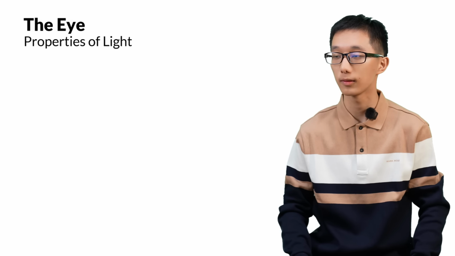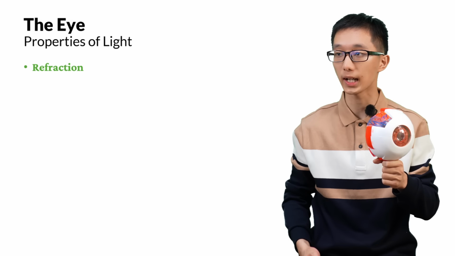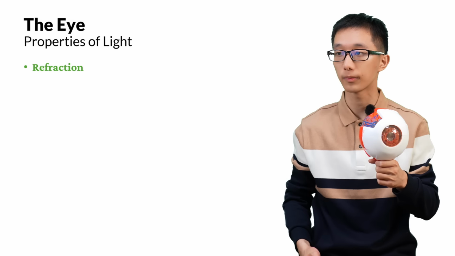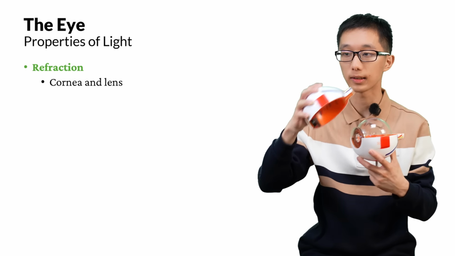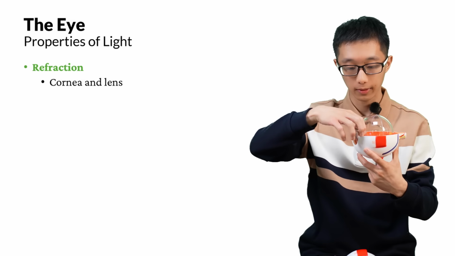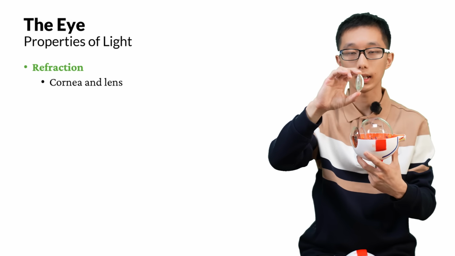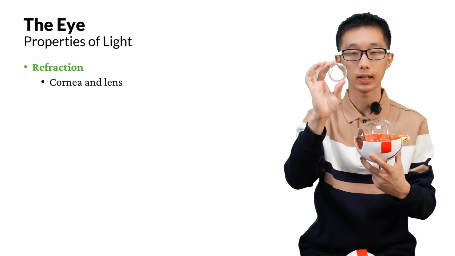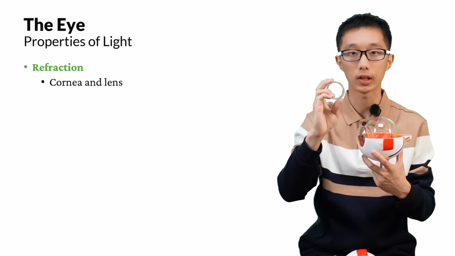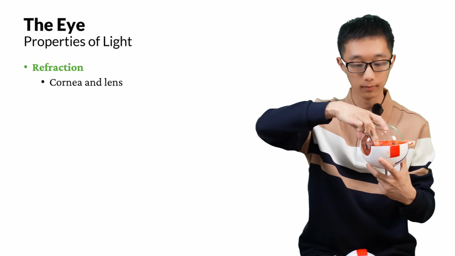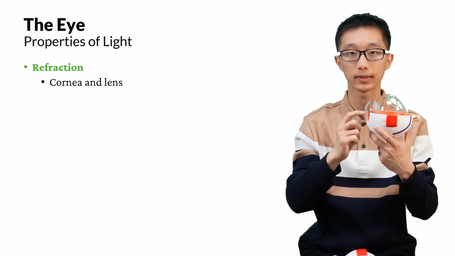Okay, the eye. This is an eyeball. The eye utilizes several properties of light. First, refraction. For example, the cornea and lens are able to refract light. We can see here that the lens is a little convex lens. It is like a magnifier. It is able to focus light onto our retina so that the image is well formed. The cornea is also a glass-like structure that can help us focus light.